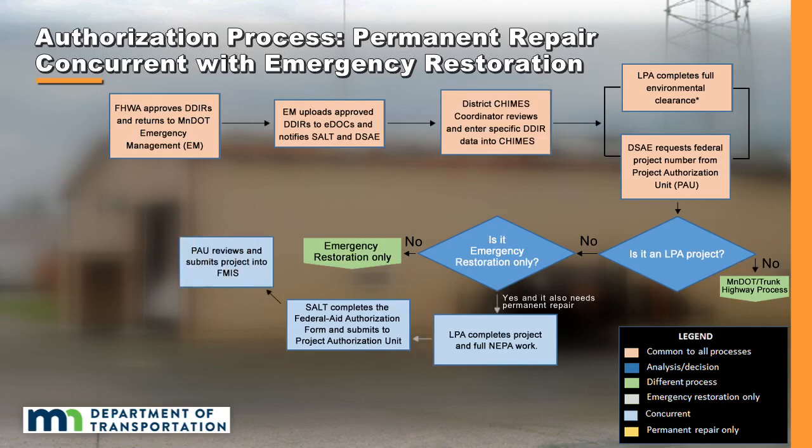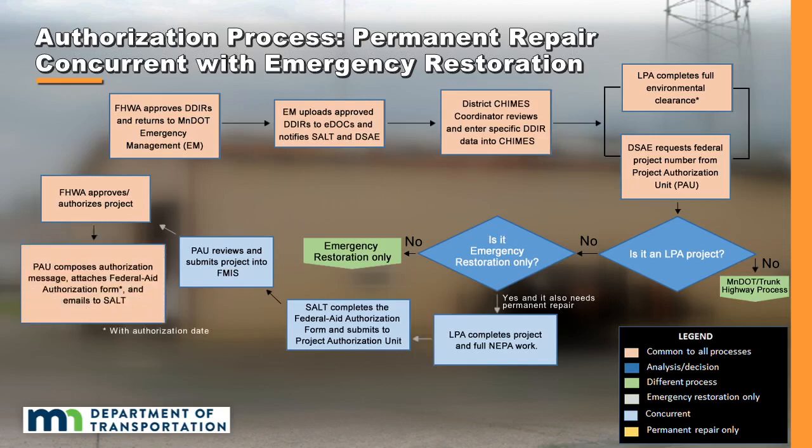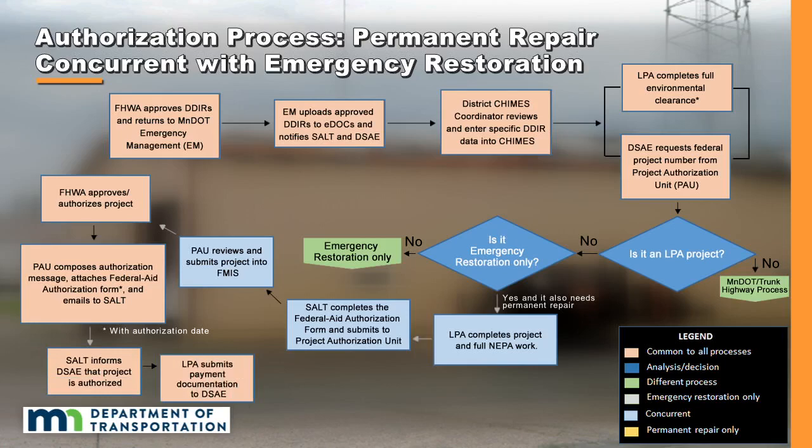9. PAU reviews and enters project into FEMAS for FHWA approval and authorization. 10. FHWA approves and authorizes the project for emergency relief reimbursement. 11. PAU puts together the authorization message with the authorization date, attaches the approved Federal Aid Authorization Form, and emails it to SALT. 12. SALT informs the DSAE that the project is authorized.